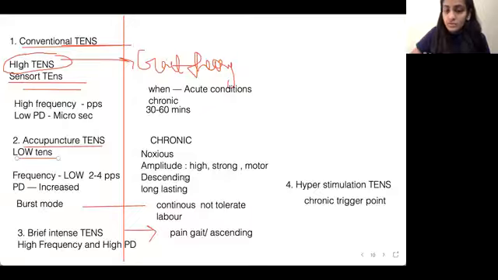Yes, acupuncture TENS, low TENS, is going to be for chronic pain. I'm going to send you guys one or two questions from Therapy Ed. I'm going to send them on the group, and let's solve them.